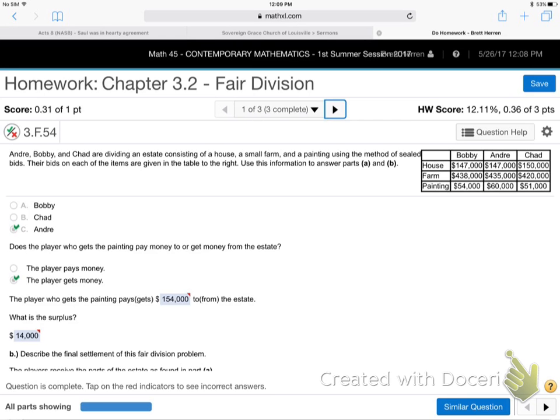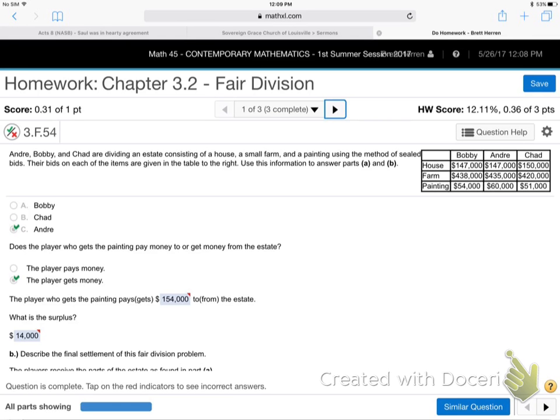Suppose you got these 3 kids whose parents have died and they left them all the stuff, the house, the small farm, and the painting. How are you going to divide those fairly? How are you going to do that? You see, the problem is different people have different value systems. You understand what I'm saying about that? Different people feel differently about things, right?